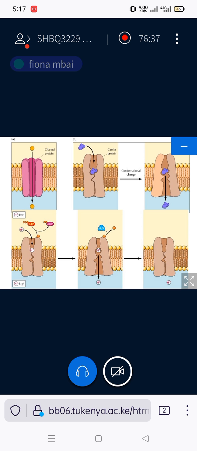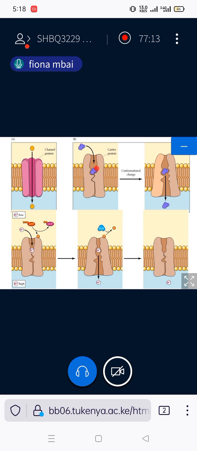So, how does this happen? You have a channel protein. A channel protein will move a molecule through the channel in the middle. You see, the channel protein is an integral membrane protein, and in this case, you can see it is several proteins, this one, and that one, all of them forming a circle. And inside that circle, you'll find a pore that allows molecules to move right through.